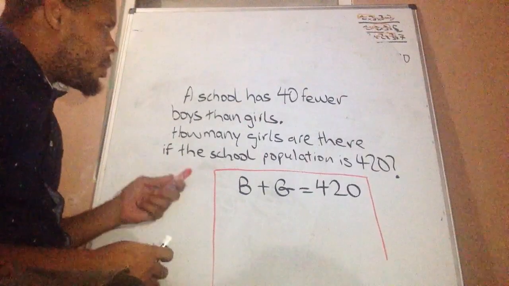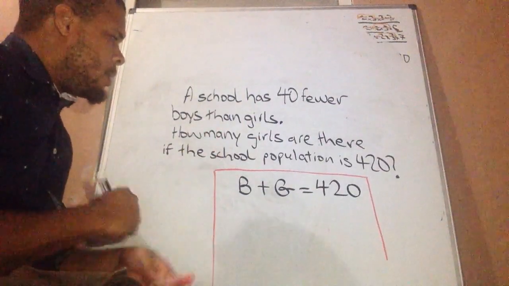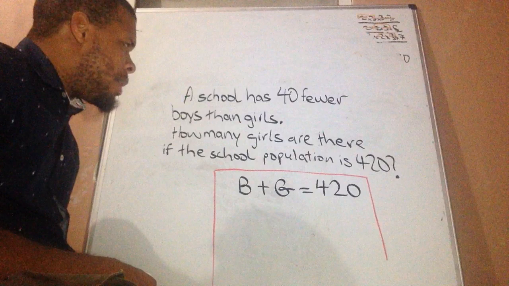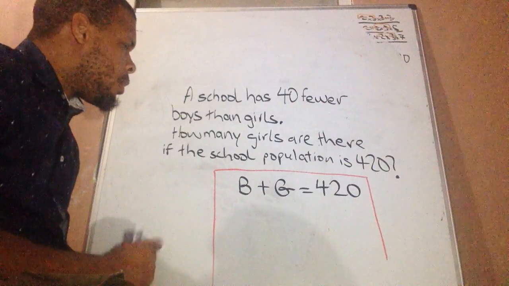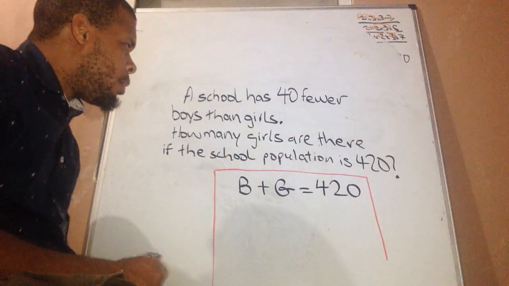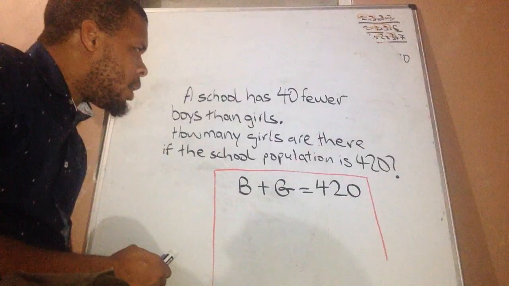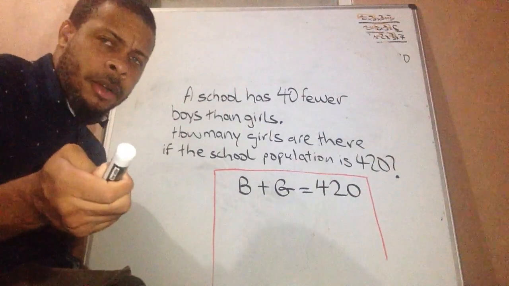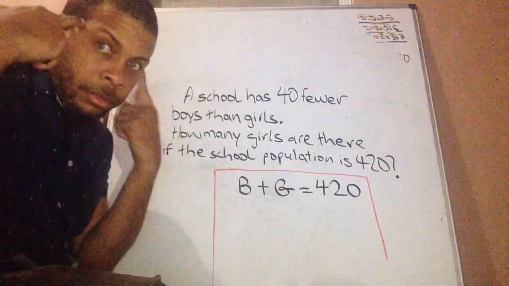Now they're saying that the school has 40 fewer boys than girls. How would I write that? 40 fewer boys. How would I write that? I have an idea. Let me not puzzle it.